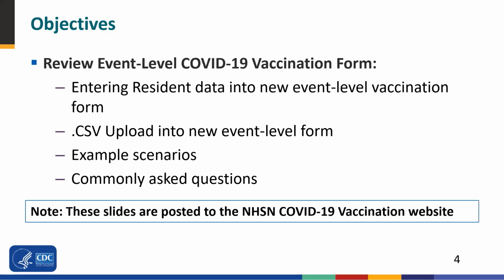The main objective of today's webinar is to provide an overview of how to use the new event-level vaccination forms in the NHSN module. We will review how to enter data in the event-level COVID-19 vaccination form. We will review the functionality of the CSV Upload into the new event-level form. We will walk through some example scenarios, and we will discuss commonly asked questions. Please note that the slides, QRG step-by-step guide, and CSV template are posted to the NHSN COVID-19 vaccination website.